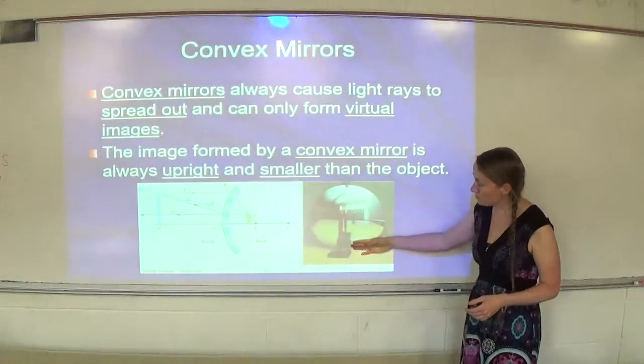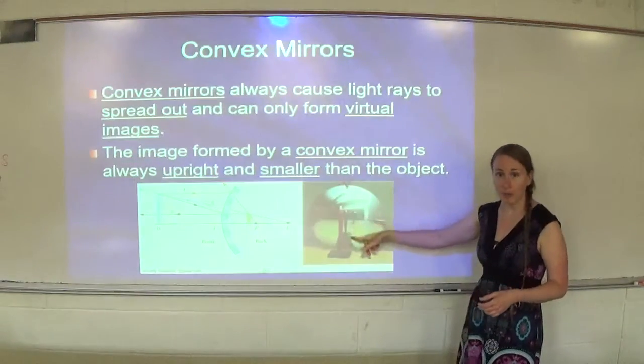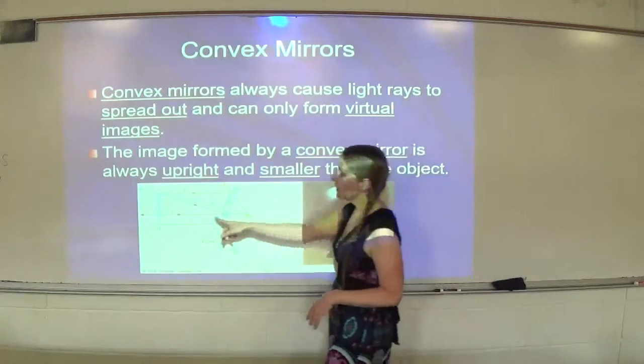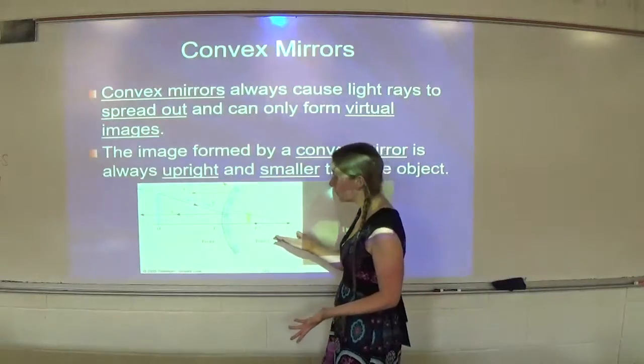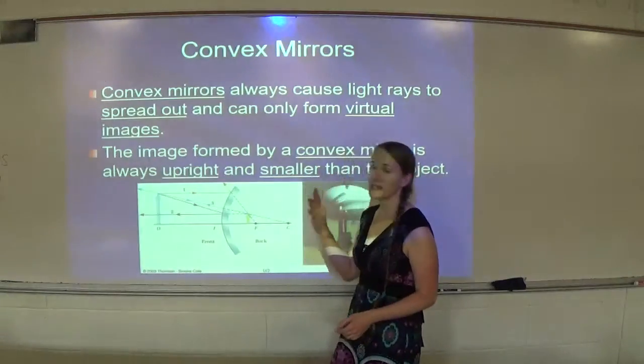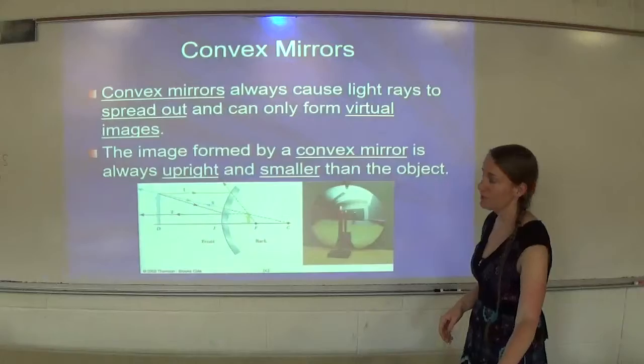So here's the candle with a convex mirror. You can see it's an upright image, but it's smaller. And then here's our object, and it appears that it's behind the mirror. Of course, it can't actually be. So it's virtual, and it is smaller than the actual object.